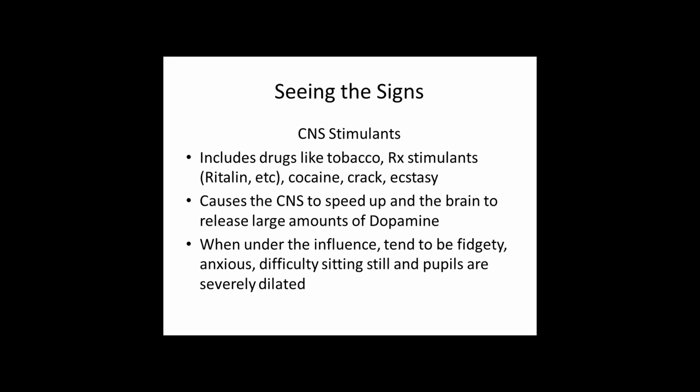Now when someone is under the influence of a stimulant, as I mentioned before, they speed things up. So in the central nervous system, the brain, the parasympathetic nervous system, their breathing tends to be more rapid. Their speech tends to be more pressured or quick. Their heart rate tends to be elevated. Their blood pressure tends to be elevated.